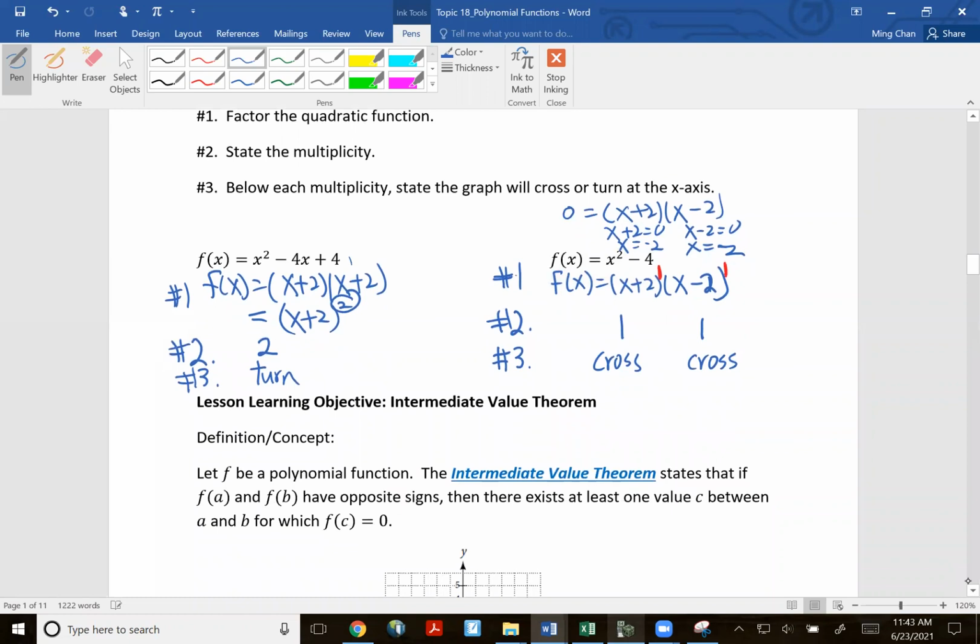Okay, so leading term test, even and odd multiplicity. All right, the next one is called the intermediate value theorem.